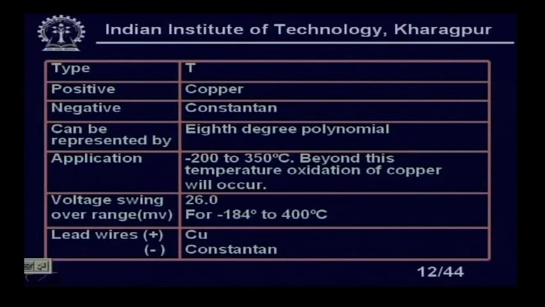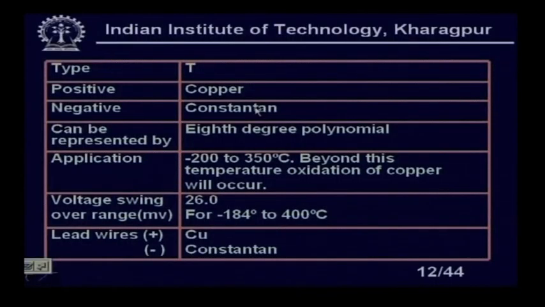Now, voltage swing: we have calculated 26 millivolt for minus 184 degree centigrade to 400 degree. For this change, that means around 584 degree centigrade, the total change in the output voltage I will get is 26 millivolts. We can see how much the sensitivity is.